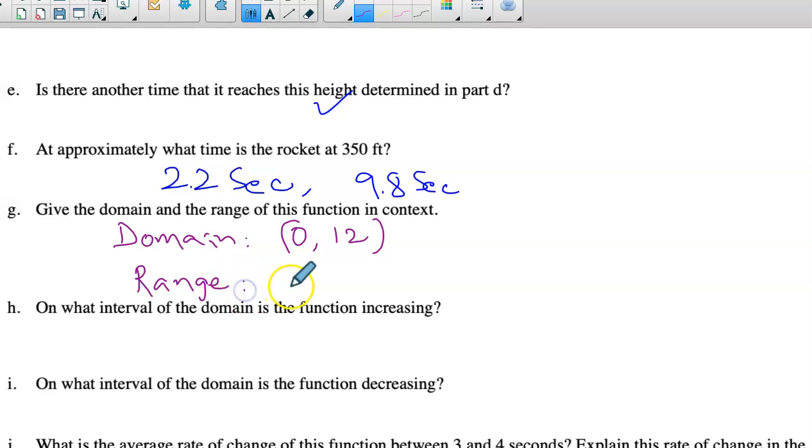Range is the y value. So you'll start from 0, go all the way up to 576 feet. 576 feet. That was the highest point it reached. So that is the domain and range.